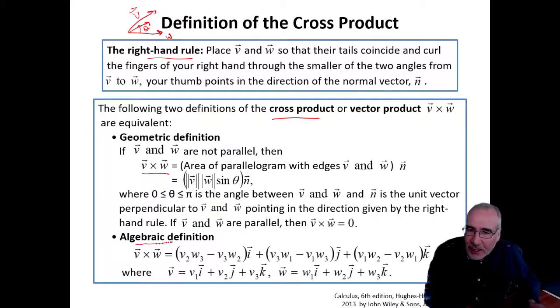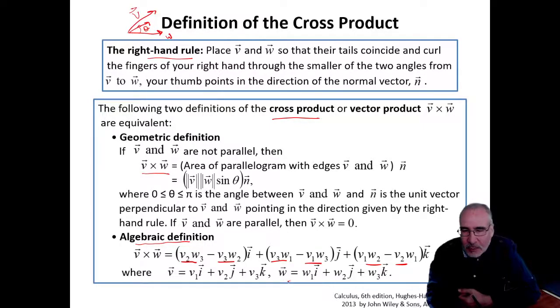The other one is algebraic. This is really where the word cross product comes from. You'll see that the I component of the vector is the J component crossed with the K, and the K component crossed with the J. We'll break this up, but there's a lot to it: you take one cross product and subtract, then do the next and subtract, and so on. We get the cross product, which is a new vector.